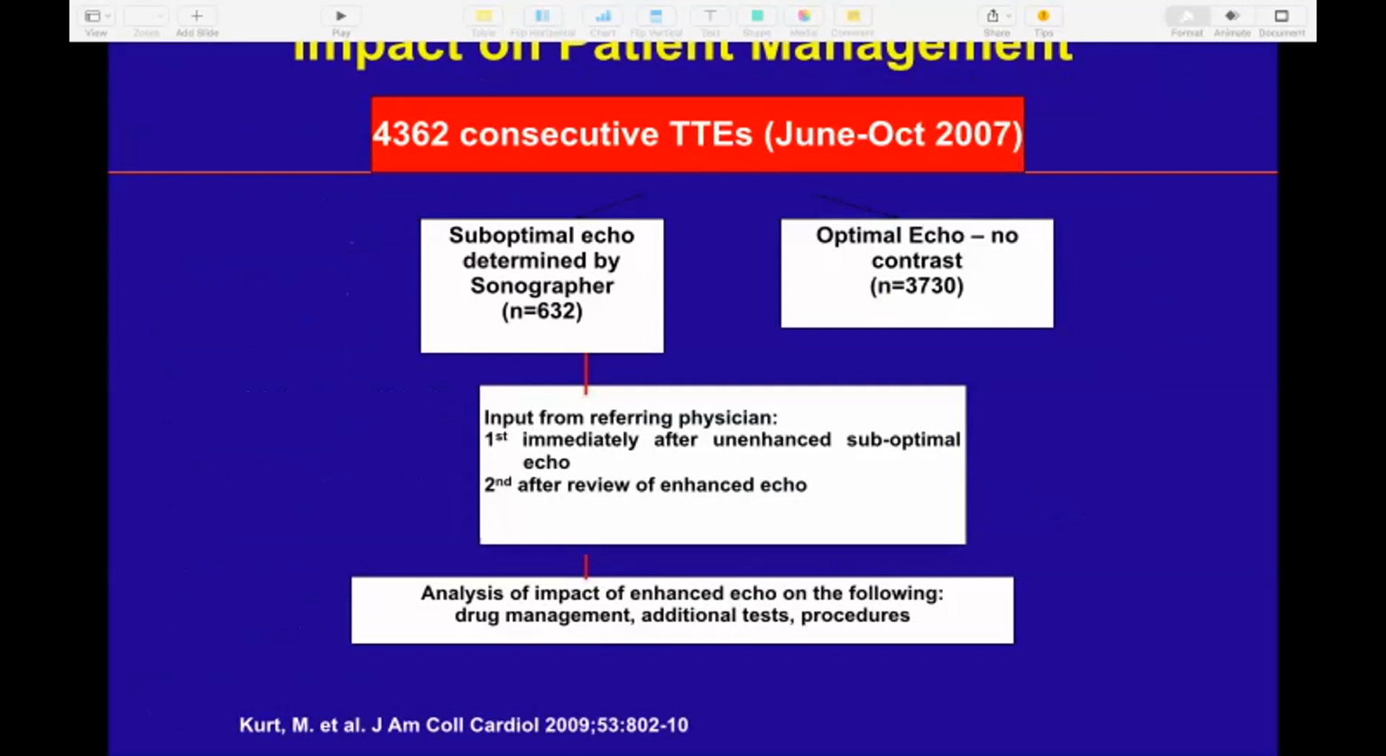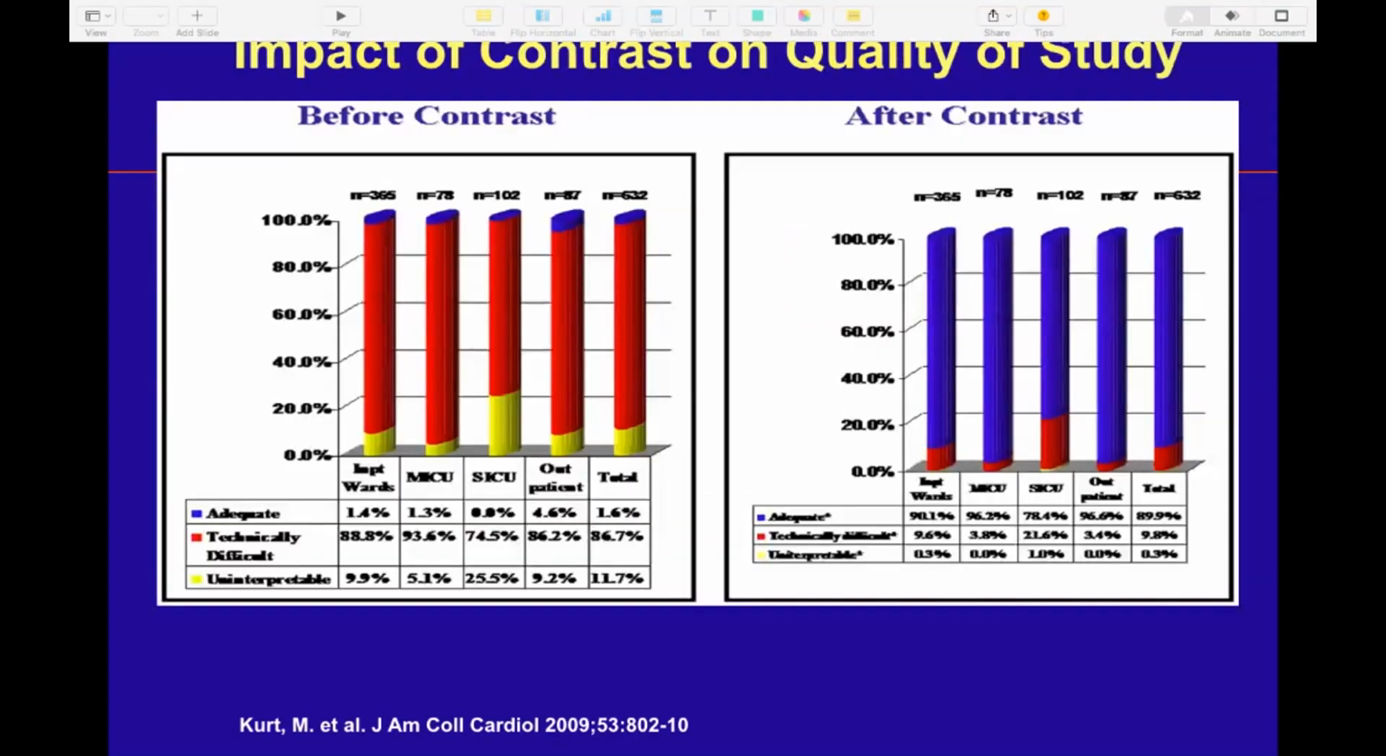So now that we know that contrast is very helpful in making certain impact on the echocardiogram, how does it ultimately affect patient management? This is a very nice study done between 2005 and 2010 of around 4,000 patients from the Houston group, where they took patients with suboptimal echoes, called the referring doctor and said, this is the report before contrast, what would you do? And then they gave them the information after contrast to see the impact and change in management. And this is important, because if you look at all of the patients that you and I take care of, the inpatient wards, MICU, SICU, and outpatient.